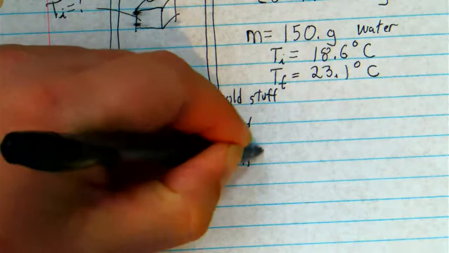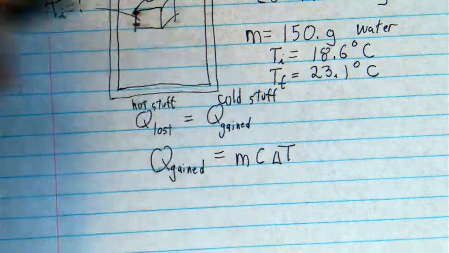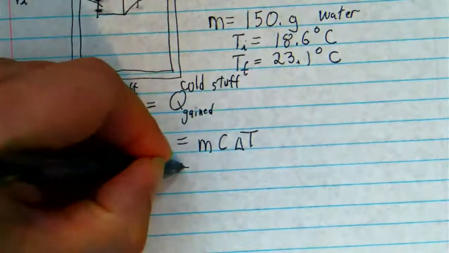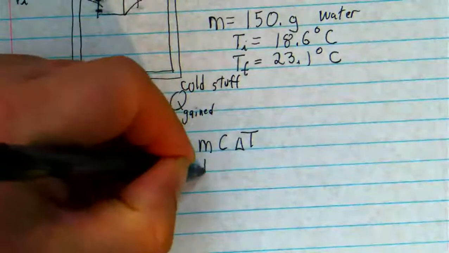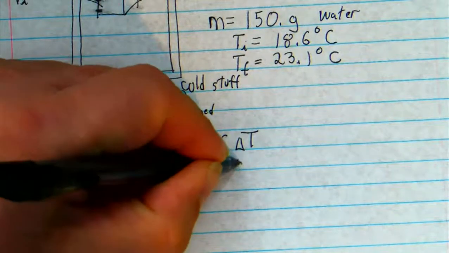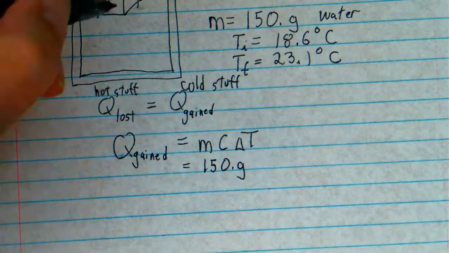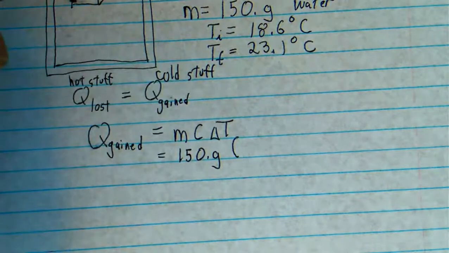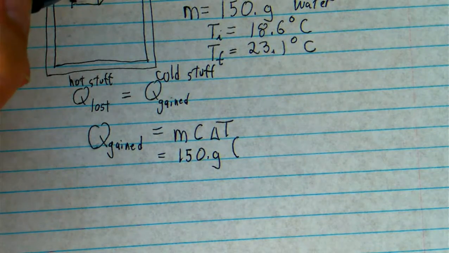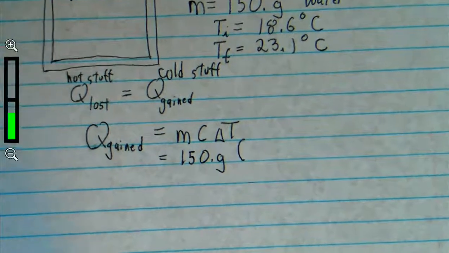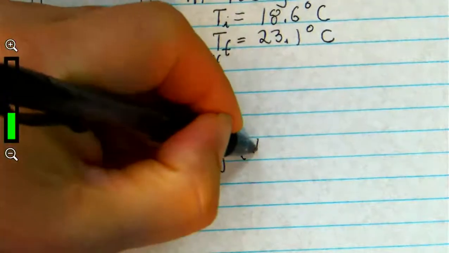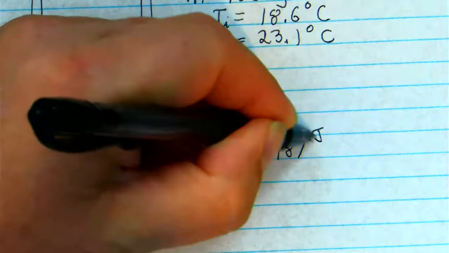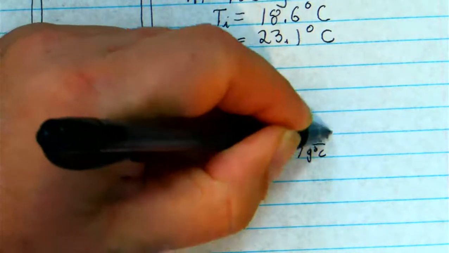Q equals mc delta T. In this situation, m is 150 grams. c is the specific heat of liquid water. You may have memorized it by now. I'm going to use a value of 4.187 joules per gram per degree Celsius.